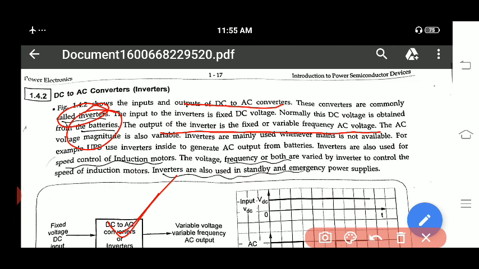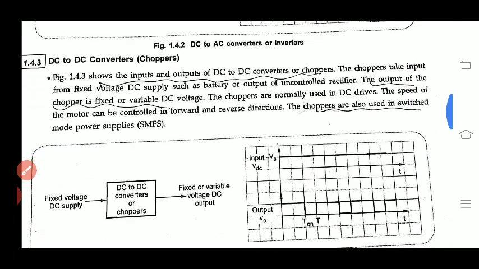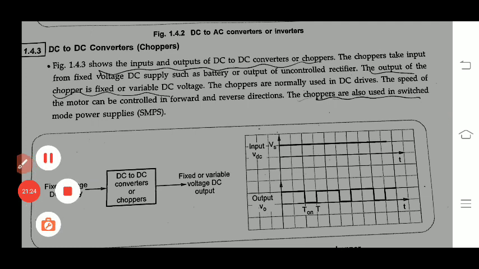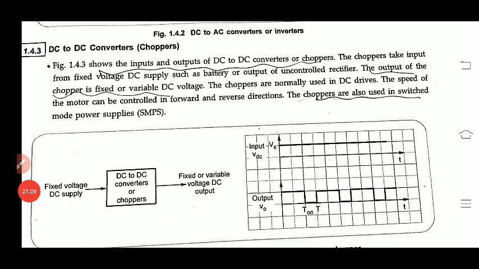Inverters are also used for speed control of induction motor. Voltage and frequency are both varied by the inverter to control the speed of induction motor. Used in standby supply and emergency power supply, they will use this DC to AC converter, which is also called an inverter. Next we will come across DC to DC converter.